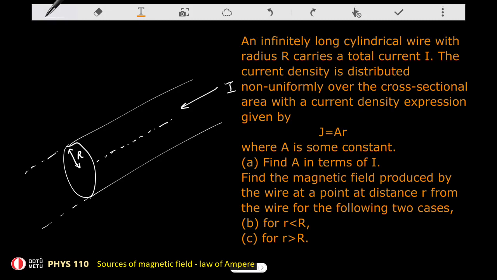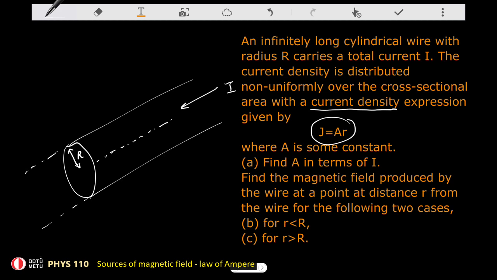This is also a thick wire problem, but this time the current density is non-uniform. In all non-uniform problems, we have to somehow specify how the current is distributed over the cross-sectional area. This is usually done by giving the current density as a function of position. So it's given in here. It is this expression, where capital A is some kind of a constant that we will also find.